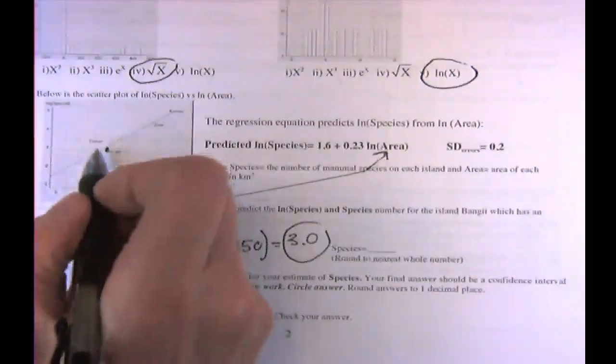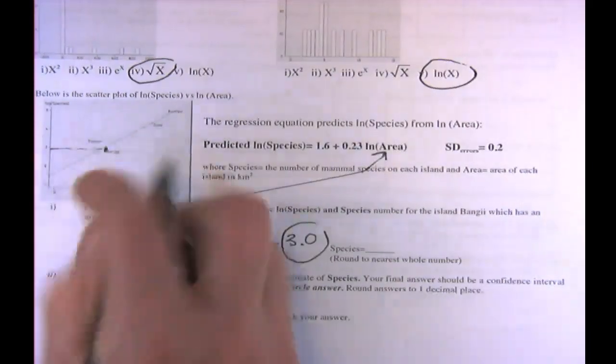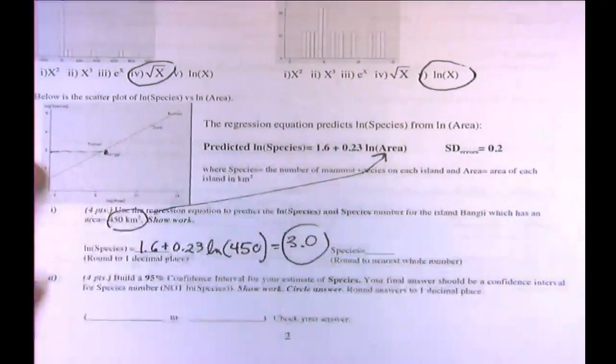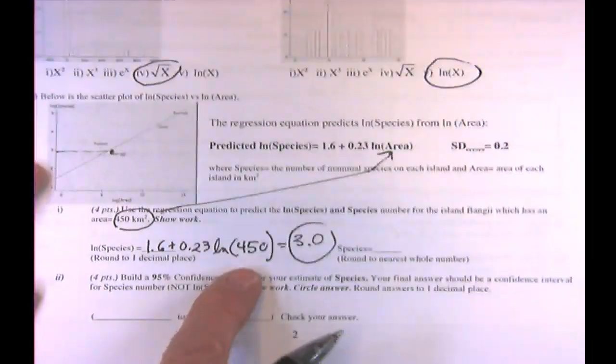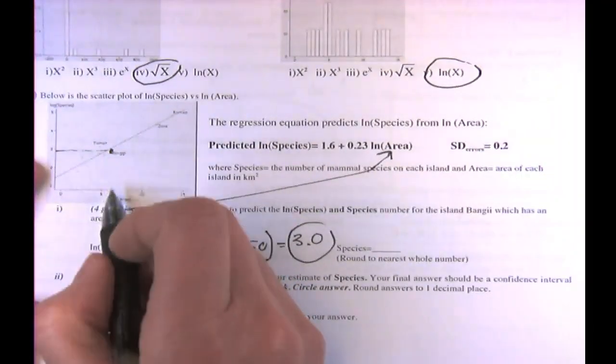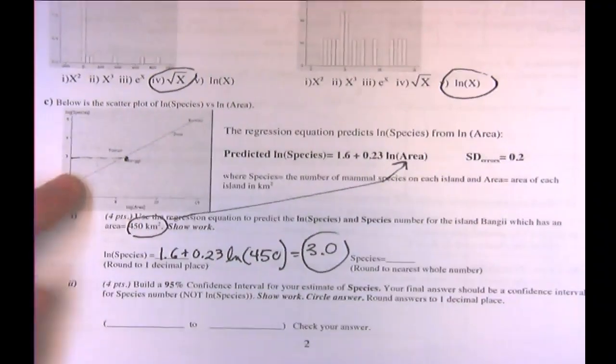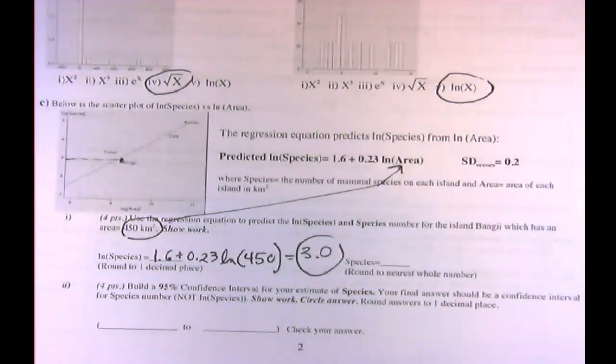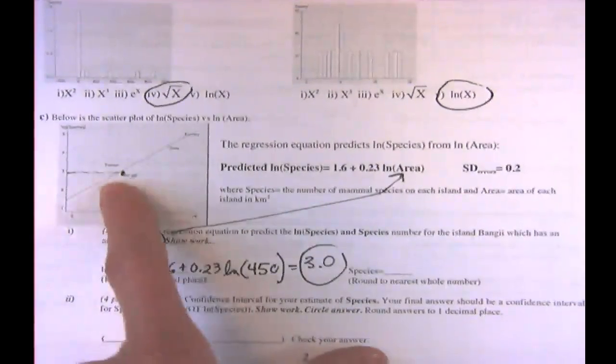And you can check that it looks about right. It lines up with 3, yeah. And the log of 450 must be about 6. All right, so this looks right. You can check, at least make sure it's in the right ballpark. Just make sure you did it pretty well.